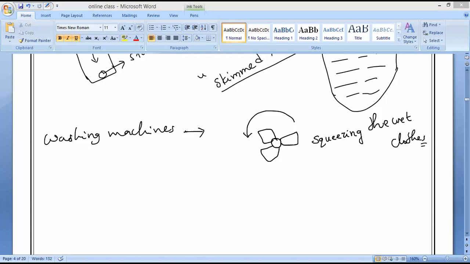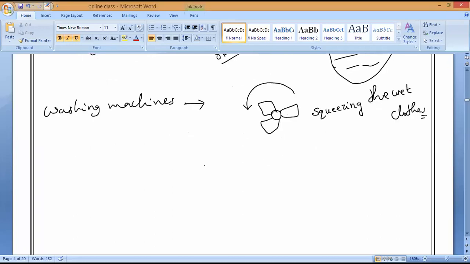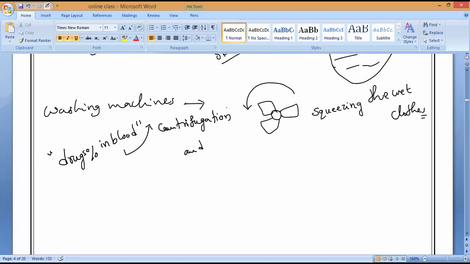So we use filtration as well as centrifugation to separate insoluble solid substances from a liquid. That is what you have to remember. And also remember, as I told you, blood. If you want to identify the drugs percentage in blood, which method will we use? We will use a method called centrifugation. If the particles are very small and suspended, then we go with centrifugation.